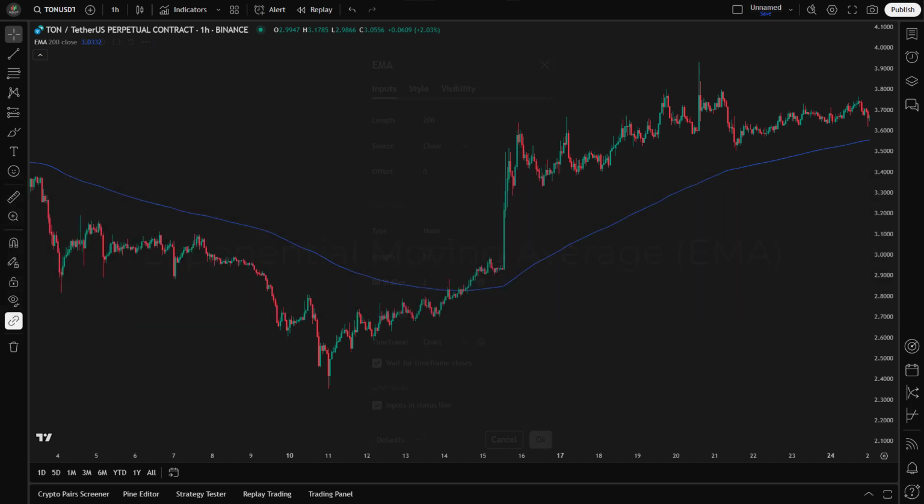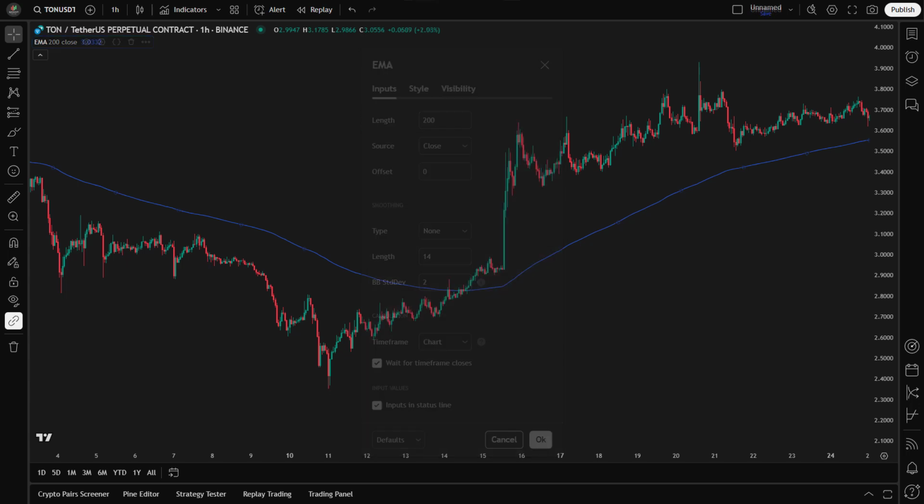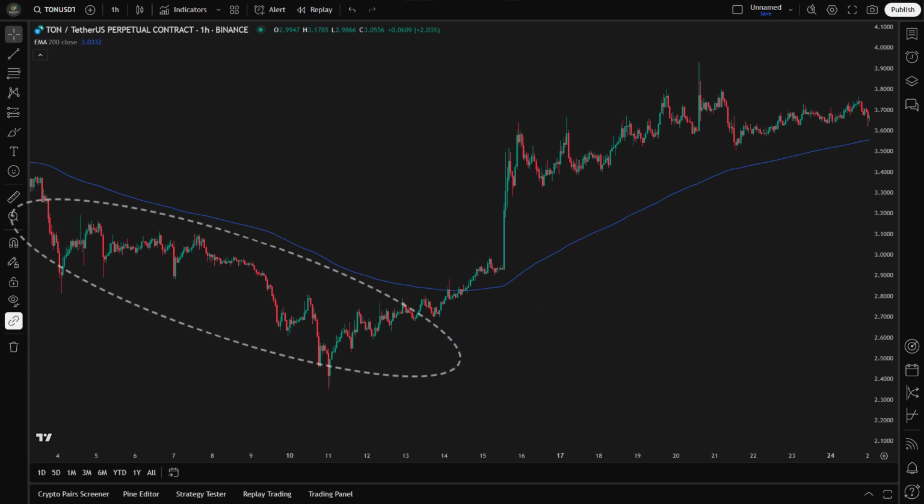The third indicator is the EMA, or Exponential Moving Average. In this strategy, we'll be using the 200 EMA, which is a widely followed long-term trend indicator. When the price is above the 200 EMA, it generally indicates a bullish trend, meaning the market is trending upward. When the price is below the 200 EMA, it typically signals a bearish trend, suggesting the market is trending downward.